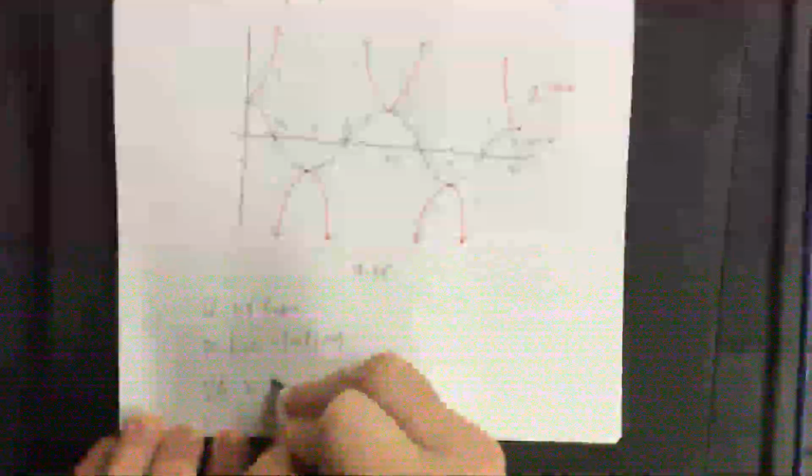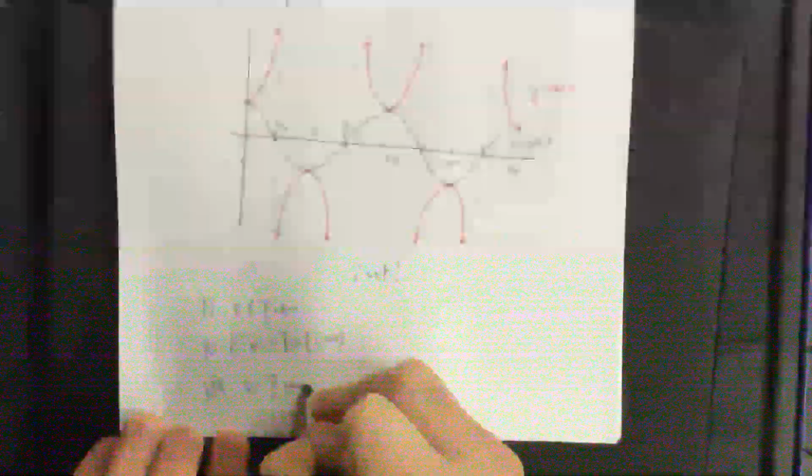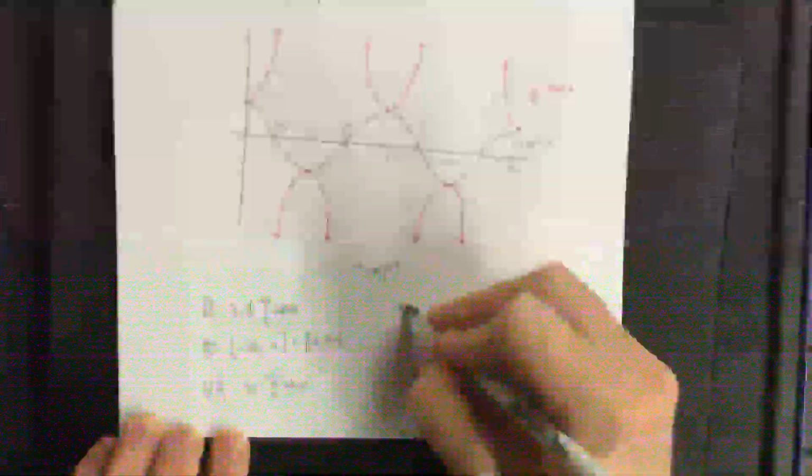Vertical asymptotes occur wherever we have domain issues. So that'll be at x is equal to pi over 2 plus k pi. There will be no x-intercepts.